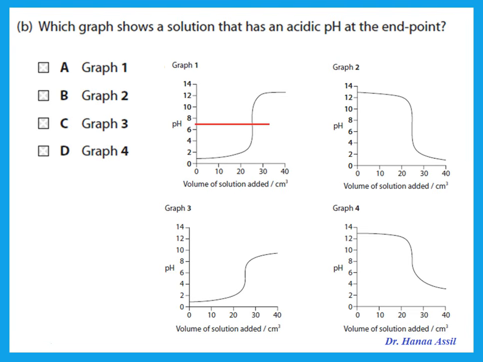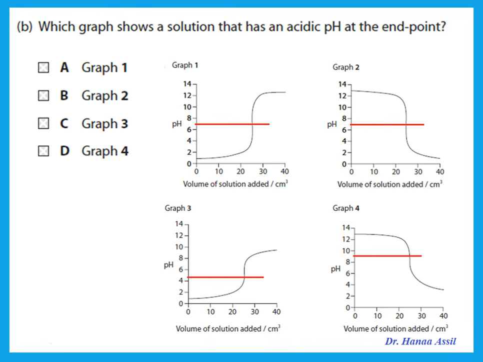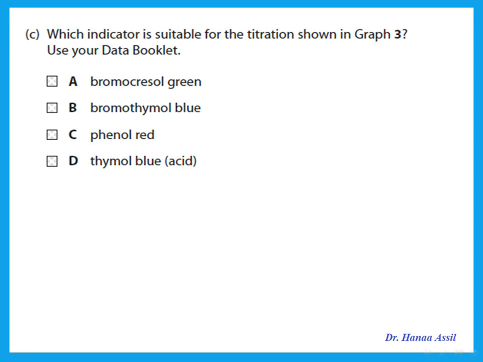If you look at this, this is around 7. If you look at this, it's about 7. If you look at this, this is acidic. So this is the one that we should choose. Okay, so graph 3 has a point of equivalence at around pH 5. So that is the one that has acidic pH at its endpoint.